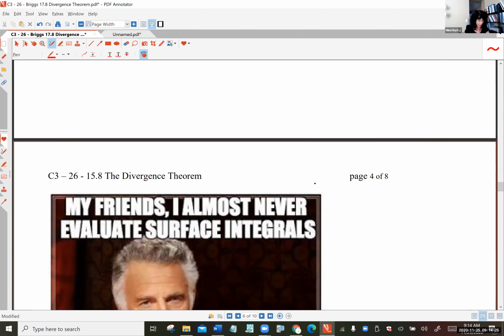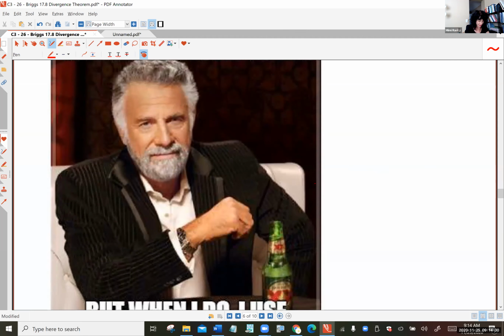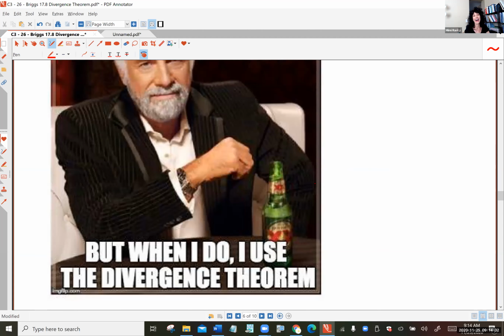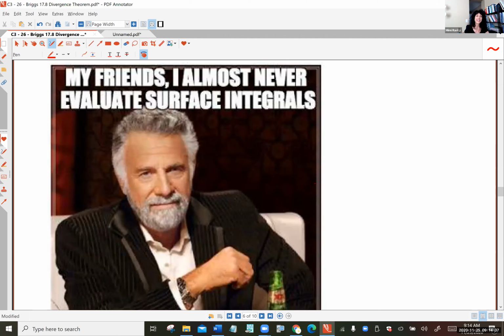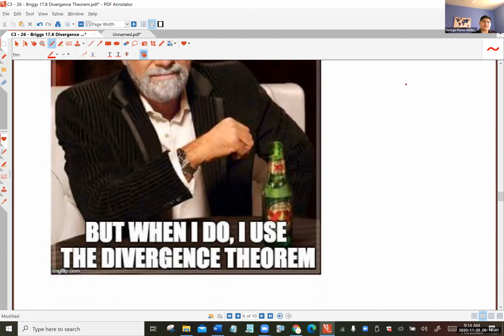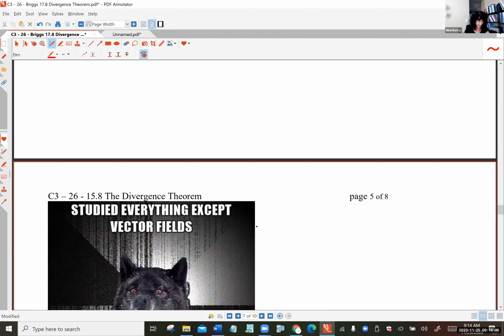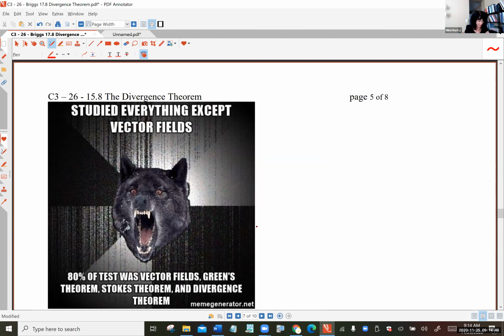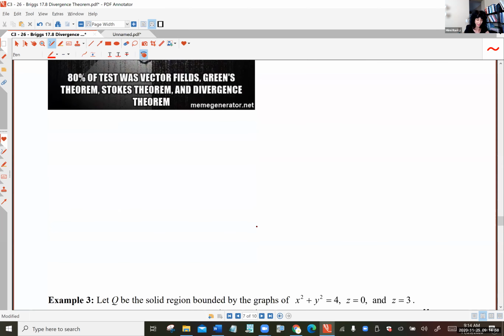Example 3, oh, hang on, I got a meme. Good bean. You guys should be laughing right now. Come on, that's funny, isn't it? Okay, I'll take it. You guys got to lighten up. Okay, I got another one for you. Studied everything except vector fields. 80% of the test was vector fields, Green's, Stokes, and divergence theorem, which all involve vector fields. Oops, should have studied the vector fields.